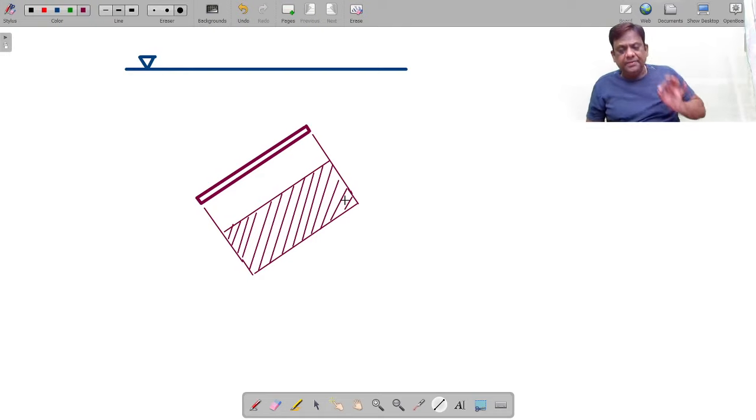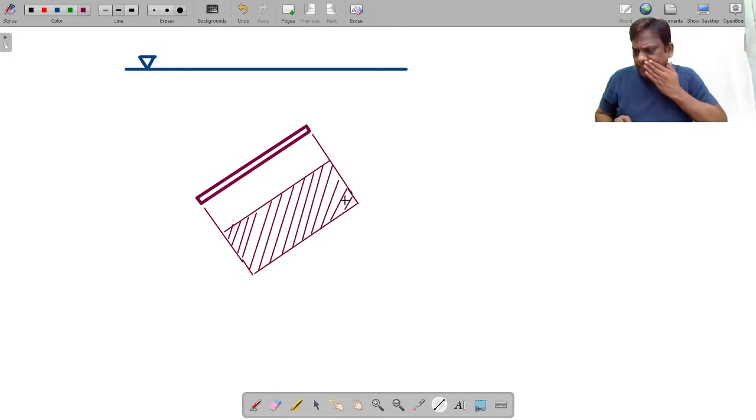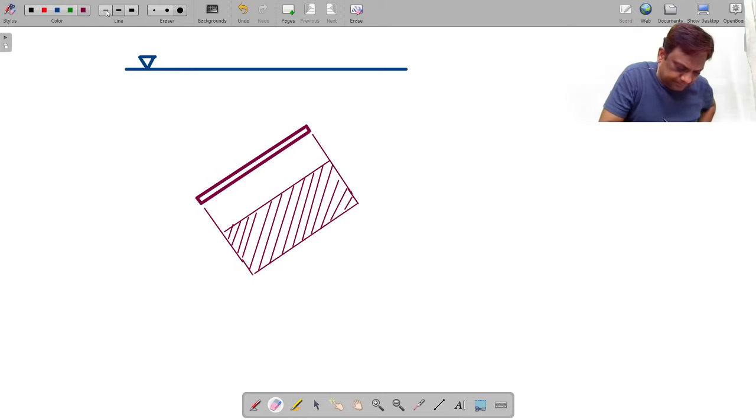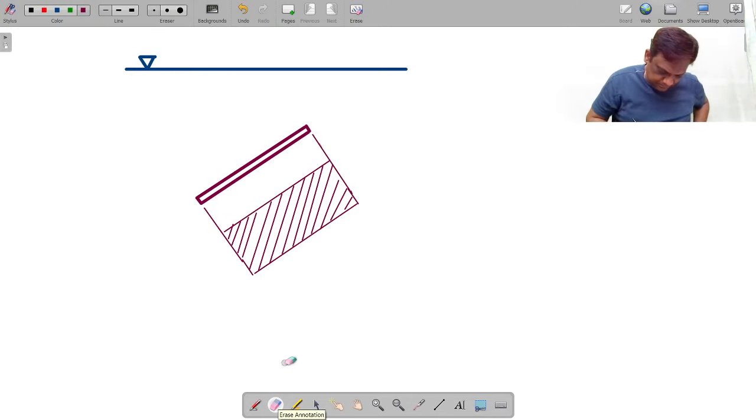Please note down that it need not be rectangular in shape. It can be of any shape, irregular, whatever it may be. Just for your understanding, I have shown it here. No problem, my dear students. Now we'll proceed. This is the object.